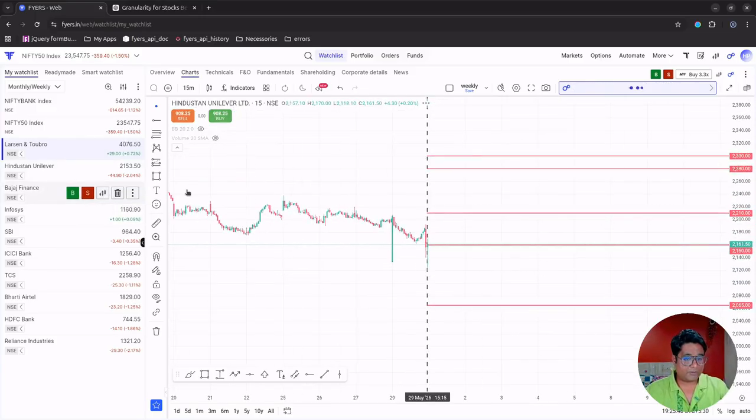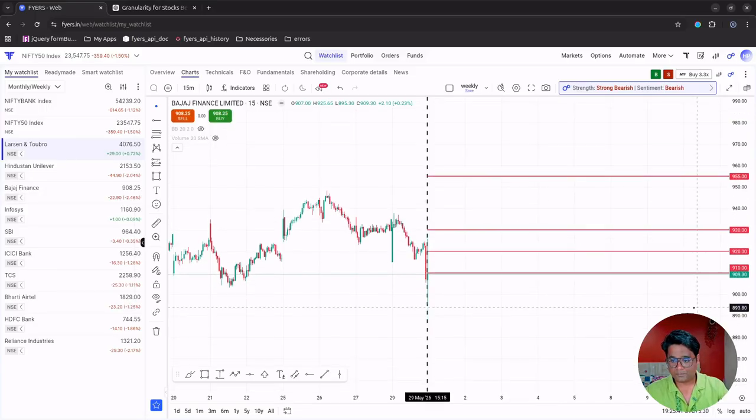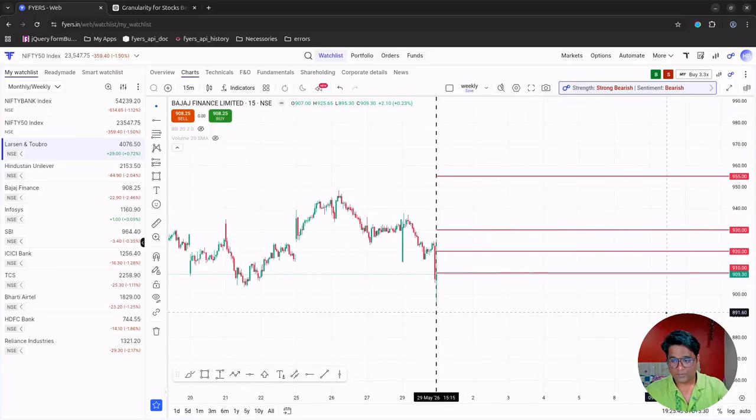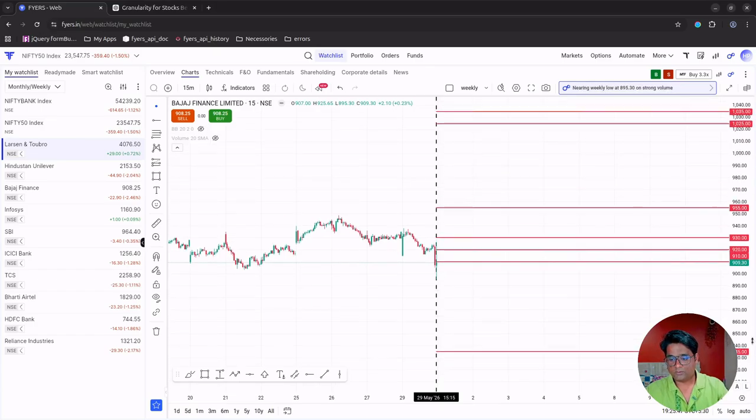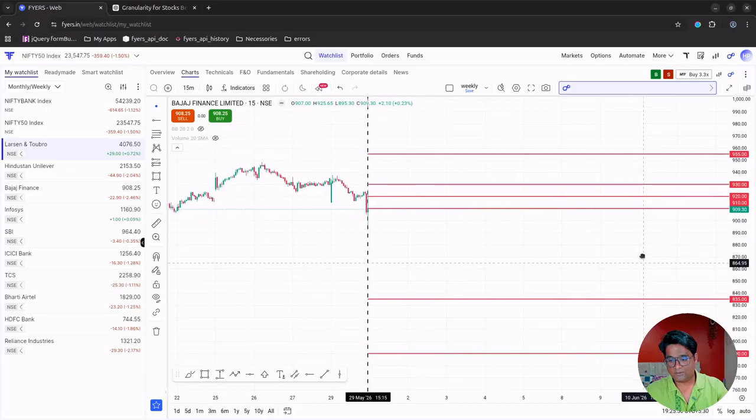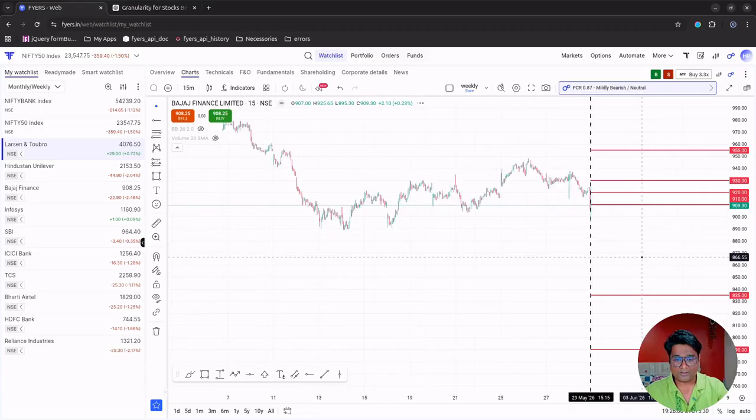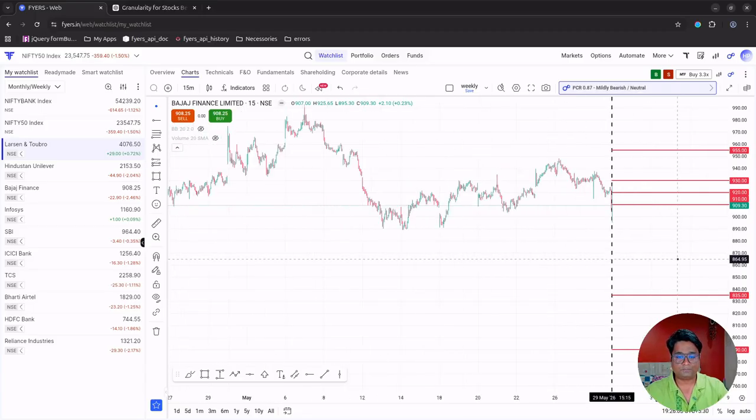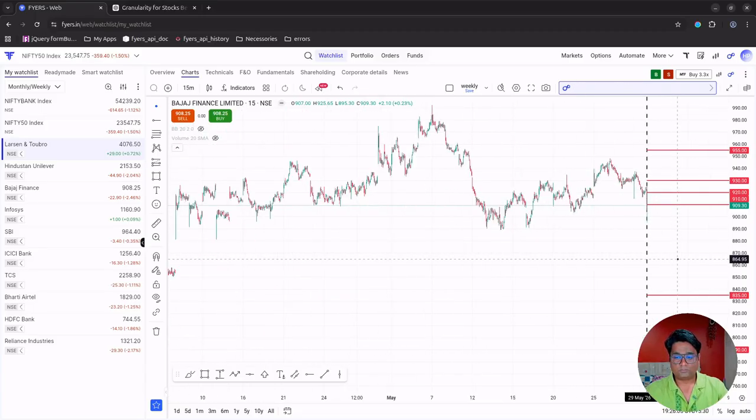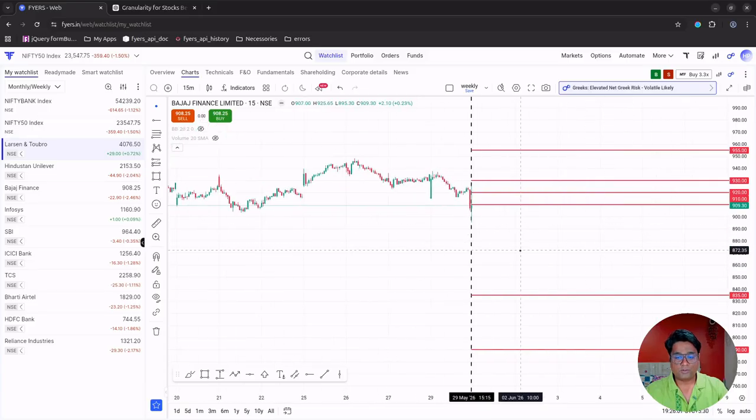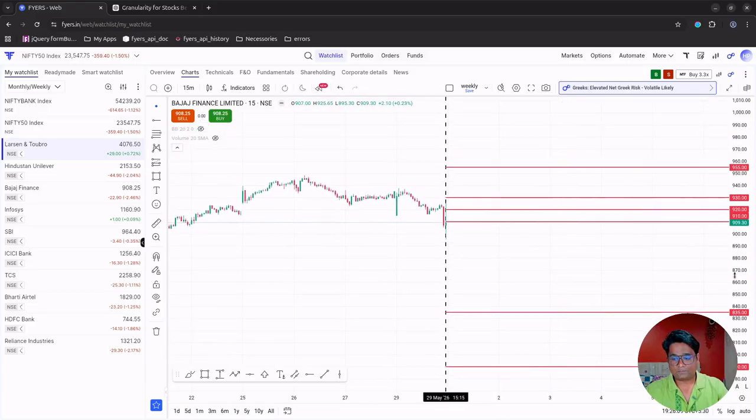Then we have Bajaj Finance: 955, 930, 920, 910, and then we have the level directly at 835, 790. This gap is very wide. Don't expect it to fulfill in a single week unless there is a huge momentum. The market is in correction mode, so let's see what happens.